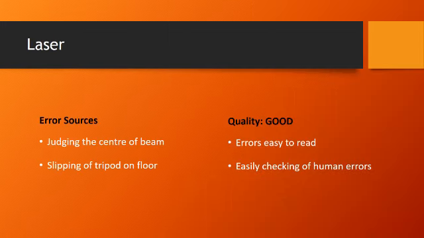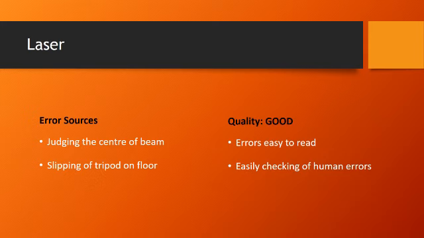The sources of error in this task were in judging the center of the beam and the possible slipping of the tripod on the floor, as it was a very slippery floor. The qualitative method we considered to be good because the errors were very easy to read off, and any human errors were easy to check simply by rotating the total station around a second time and making sure it came back at the same point.